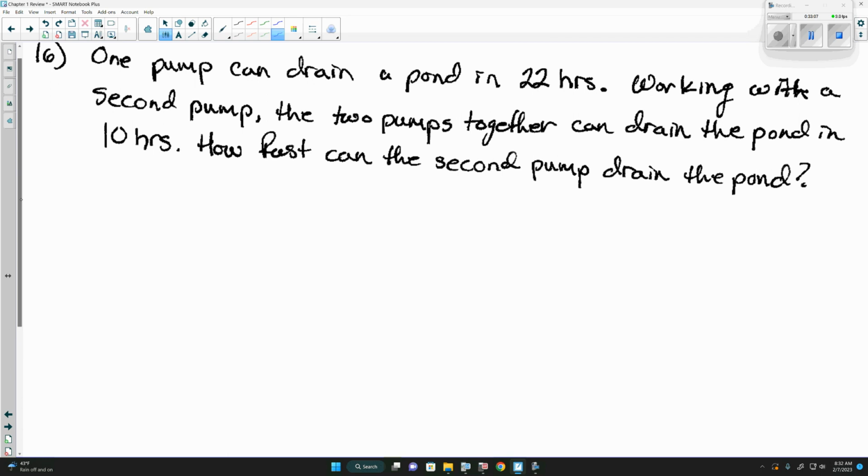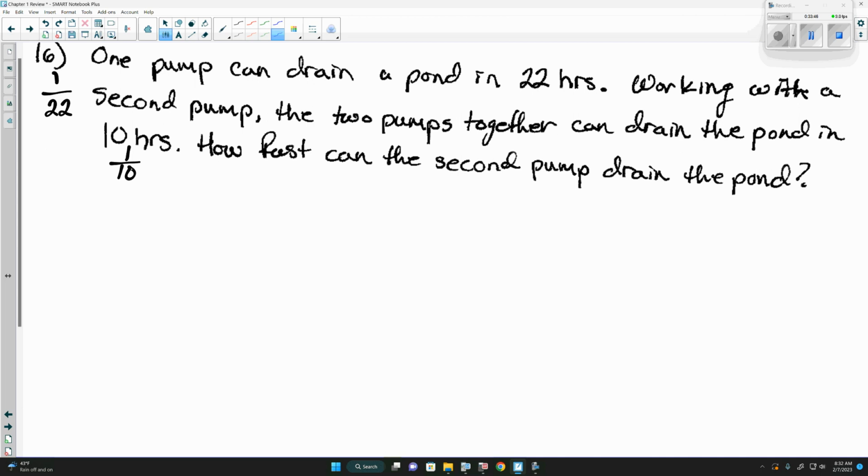So we're talking about this work. We want to look at it as the whole thing per the number of times or however long they're working. So one pump can drain it in 22 hours. So this one pump can do it in 1 over 22. Or sorry, in an hour, 1/22 of the work is done out of the whole thing. Now if they work together, it can drain it in 10 hours. So it's getting 1/10 of it done in an hour. Makes sense so far, yes?